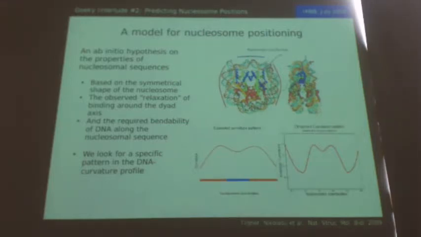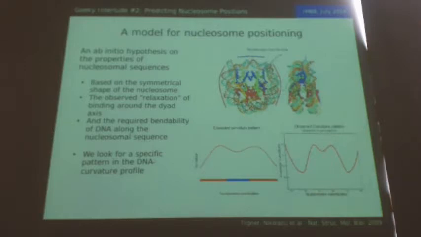What we know from crystallography is that the lobes of the nucleosome are bent. So the DNA has increased bending in order to spool around the octamer. But this is somehow relaxed around the diad axis. The diad axis is the area where the DNA crosses the double axis of symmetry of the octamer.